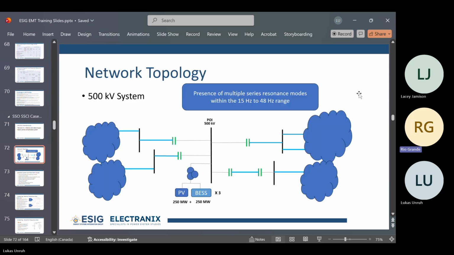This is what the network looked like, a simplified version of it. So we had our project here. We have 4 lines going out, and they're all series compensated. There's a huge number of different resonances you can run into with this sort of configuration. The range of resonances was from 15 hertz to 48 hertz. It's a very high frequency series resonance.